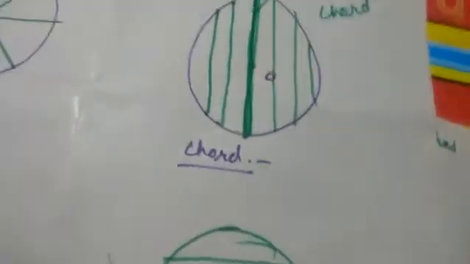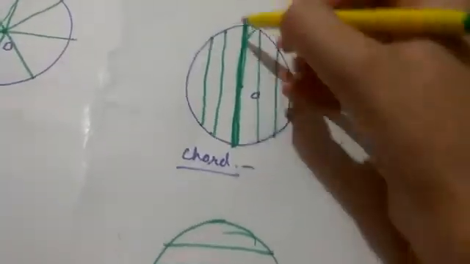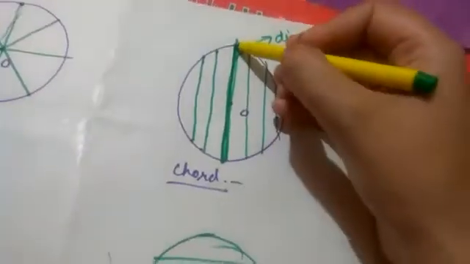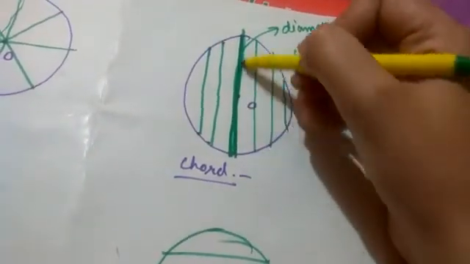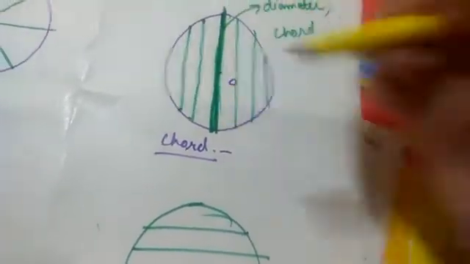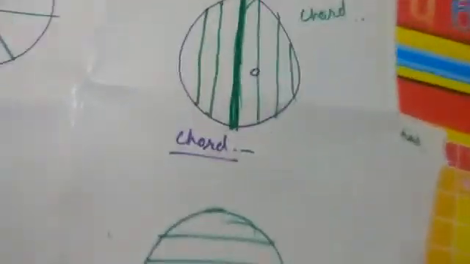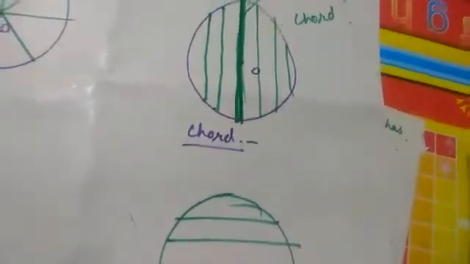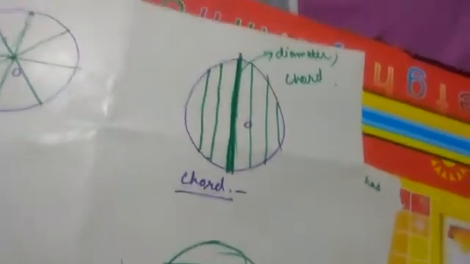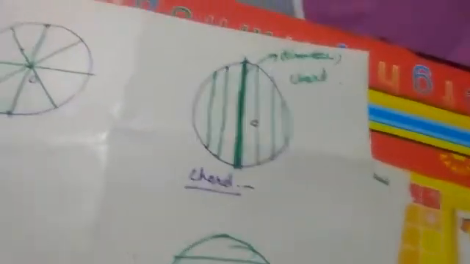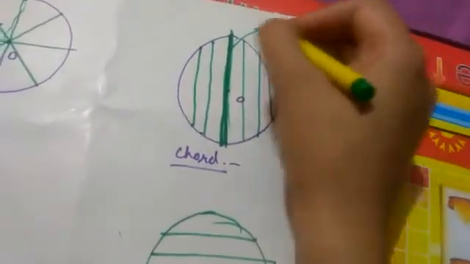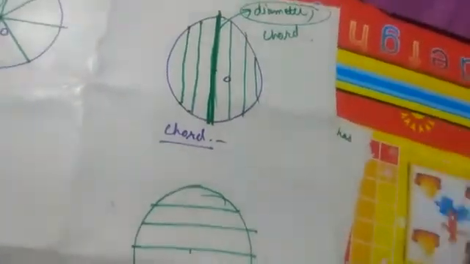So if anybody is asking, and one more thing, this line is looking larger than the other lines also. This line is looking larger, meaning bigger than the other lines. So this question may be asked from you: which is the largest chord? Your answer is, diameter is the largest chord. So that is very easy.